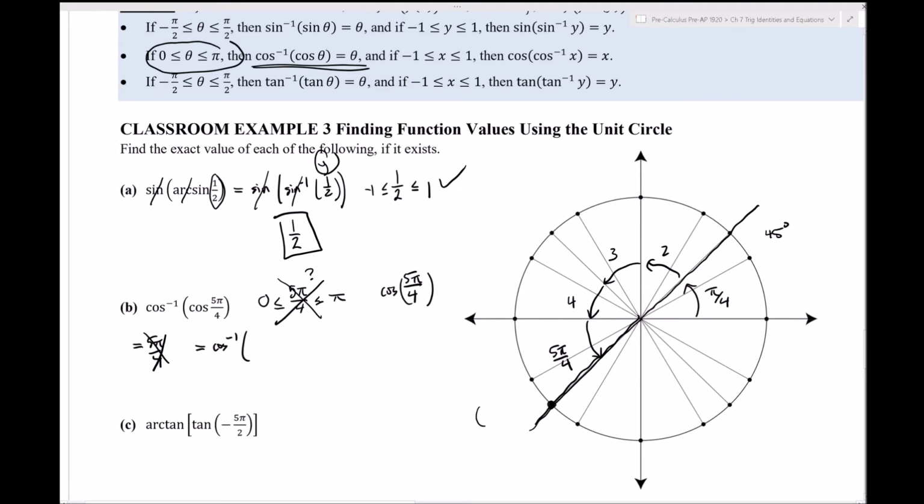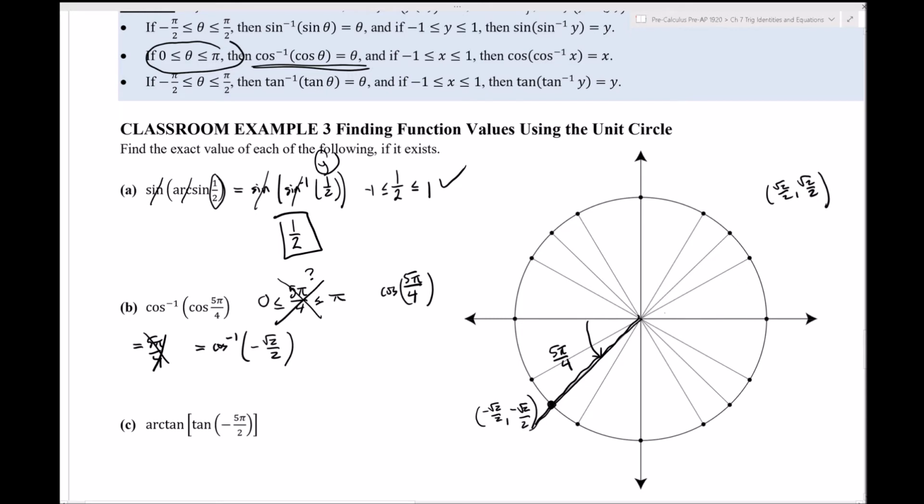If you remember, cosine is the x-coordinate. What's the x-coordinate of 5 pi over 4? Negative square root of 2 over 2. The y-coordinate is negative square root of 2 over 2 as well, because it's corresponding to this point over here that is square root of 2 over 2, comma square root of 2 over 2. So that's just a 45-degree angle, but in the third quadrant. And because it's third quadrant, it's negative. So the answer here for the inner portion is negative square root of 2 over 2. So that's the first piece of this particular problem.